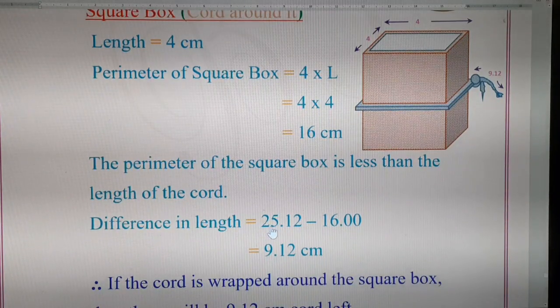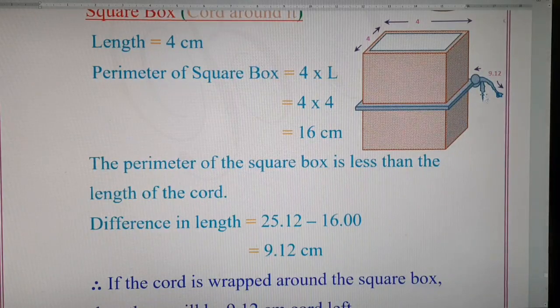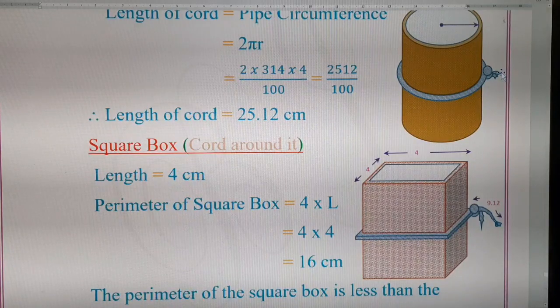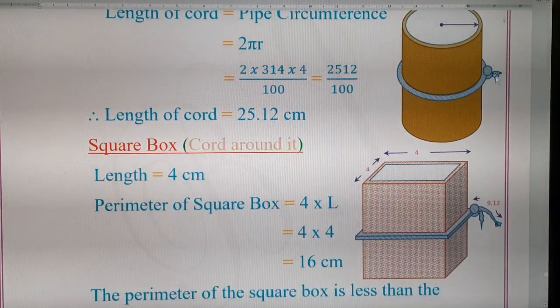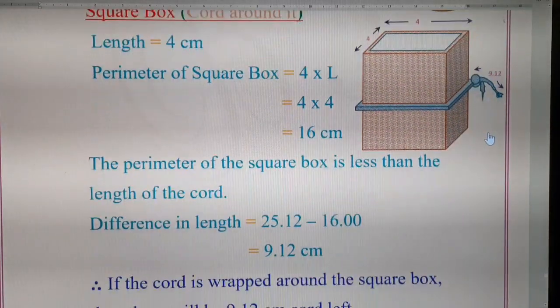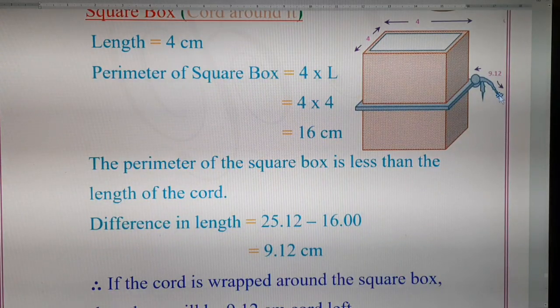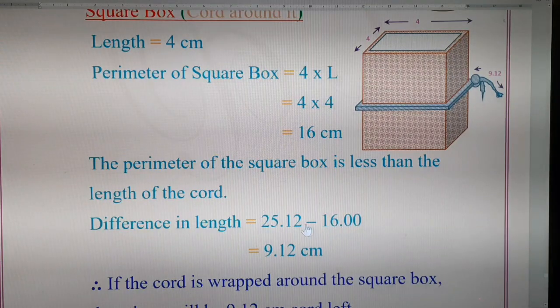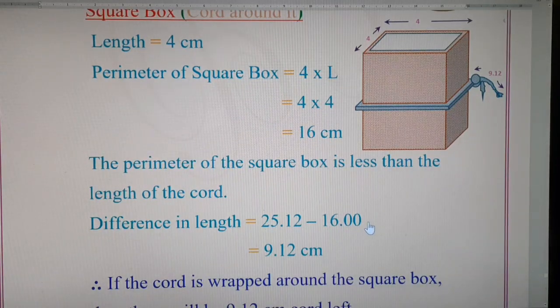So we will subtract 25.12, which is actually the circumference of the circular pipe, and that much rope we had used to tie around the circular pipe. So we had used 25.12 centimeter rope to tie around the circular pipe. So if we are tying it around the square box, then the extra length which is left out can be calculated by subtracting both the perimeters. So perimeter of the pipe minus perimeter of the square box. So that we'll get as 25.12 minus 16.00.